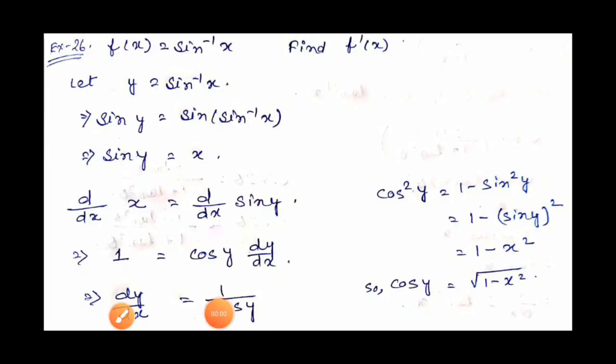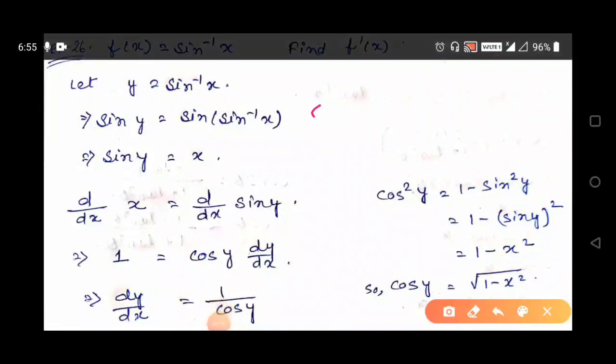Here we are doing the chapter Continuity and Differentiability. Now we will find the derivatives of some inverse trigonometric functions. So here example 26 is given, f(x) equal to sin inverse x. Now we have to find f dash x, that means we have to find the derivative of sin inverse x with respect to x. So let us assume that y is equal to sin inverse x.